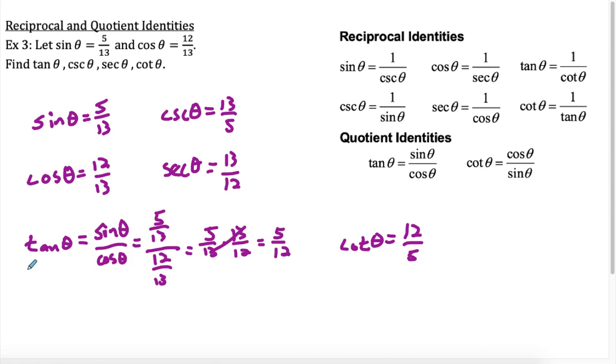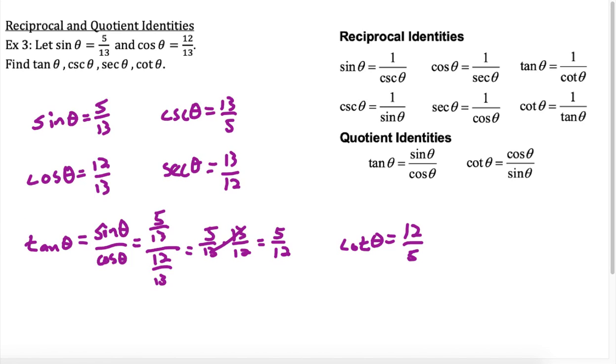One other small thing I want to mention, make sure that you are including the angle whenever you're writing your trig functions. Don't just write sine equals 5 over 13. Make sure that you're writing sine of theta or sine of alpha, whatever the variable is, whatever the angle is. Make sure you're including that here.